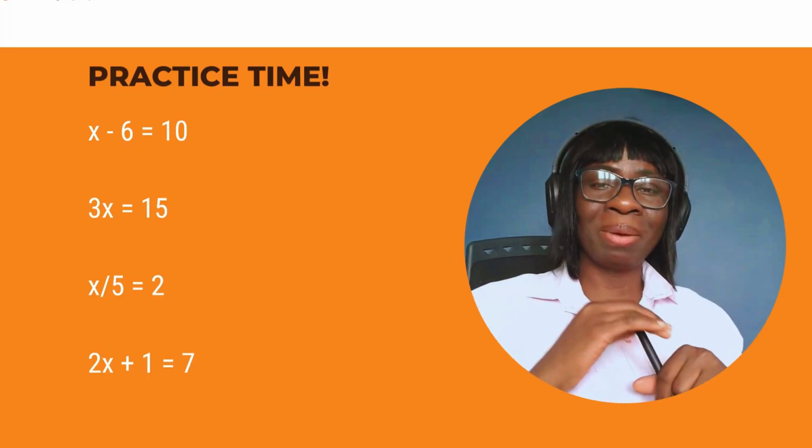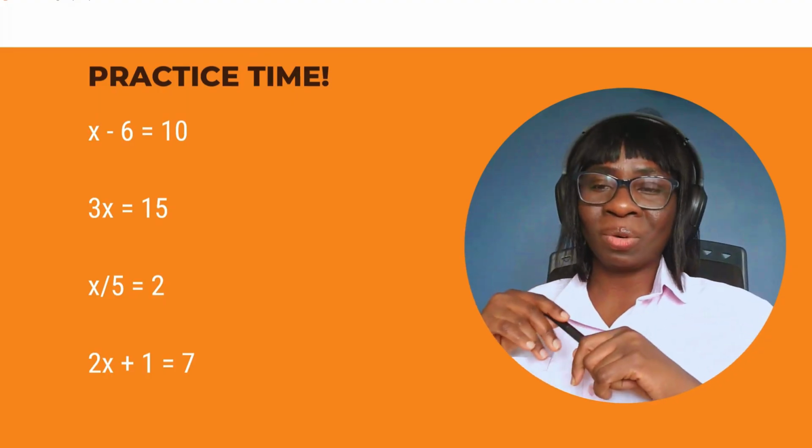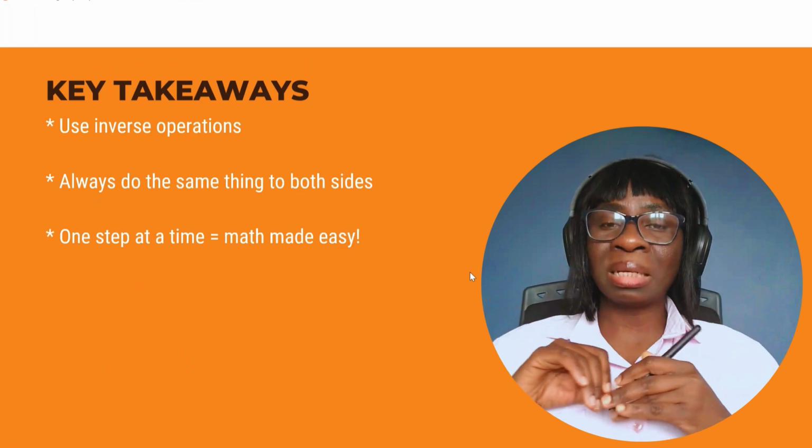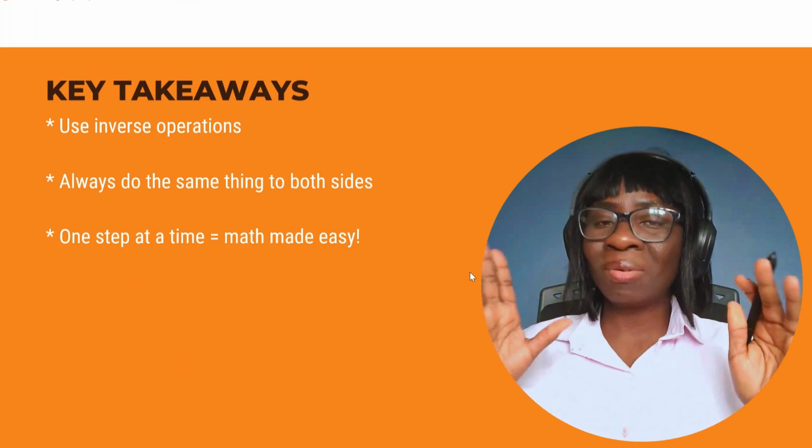Now, practice time. I want you to solve these four questions: the first, the second, the third, and the fourth question. The key takeaways from this lesson is that you use inverse operations. If the equation has plus, the inverse of plus, that is the opposite of plus, is minus. So you use minus to get the variable. When it is multiplication, you use division. Then you do the same thing to both sides, and you take it one step at a time. One step at a time will make math easy for you.